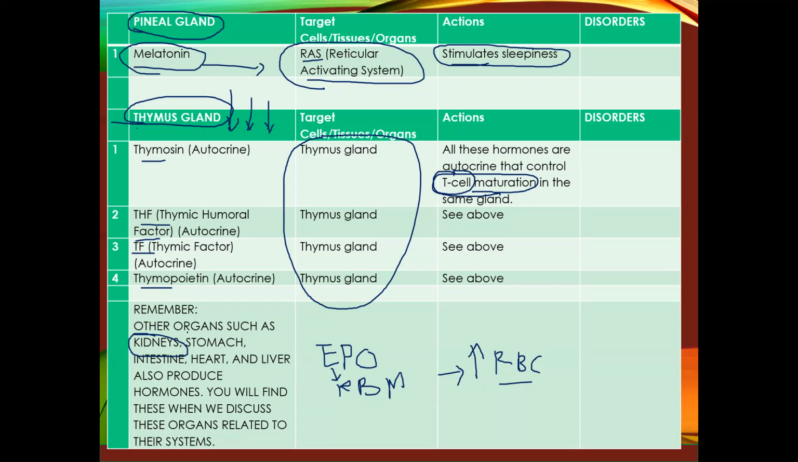Other organs like the stomach also produce hormones. For example, the stomach produces gastrin that will increase hydrochloric acid production in the stomach. The intestine also produces several hormones like CCK. The heart also produces hormones. The liver also produces hormones. So these organs are also part of the endocrine system.